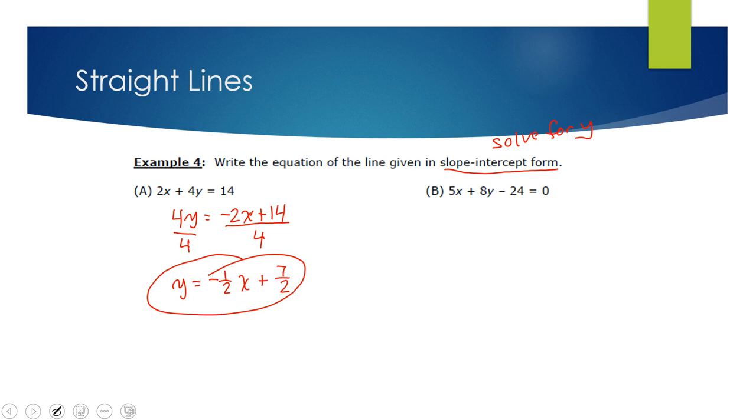For B, I'm going to add 24 and subtract 5x from both sides. So 5x was subtracted, 24 was added. I'm going to divide both sides by 8. I get negative 5/8 x. And remember again, since I'm dividing both sides by 8, it gets distributed. So 24 divided by 8 is 3. So pretty straightforward with that.